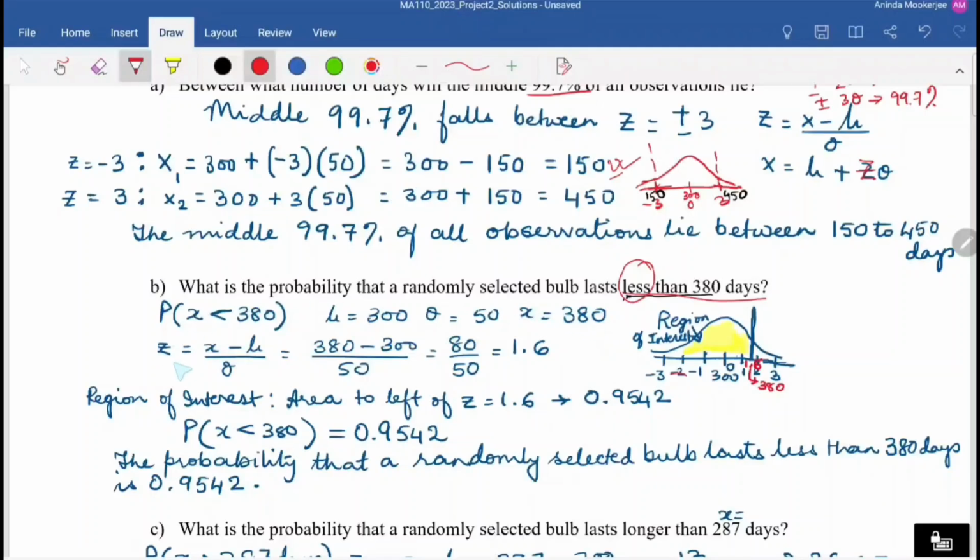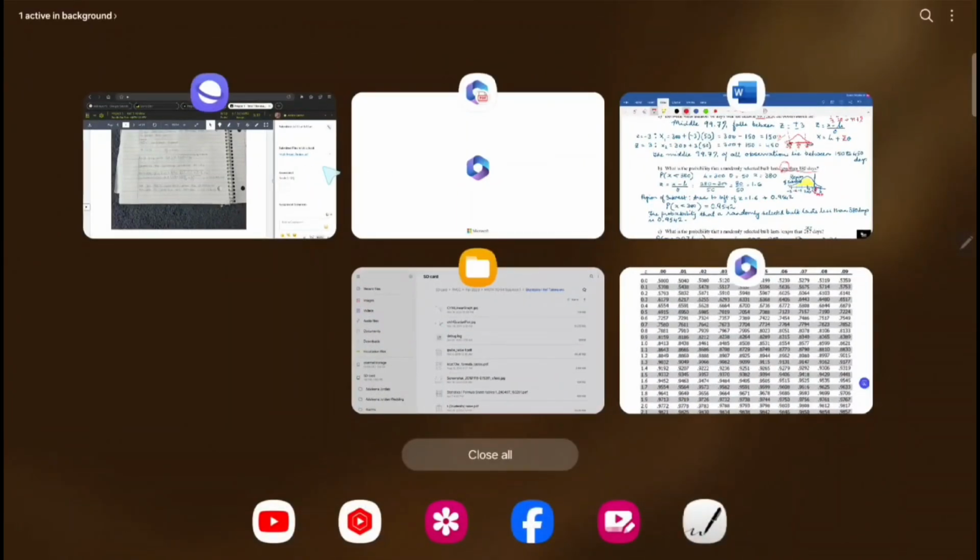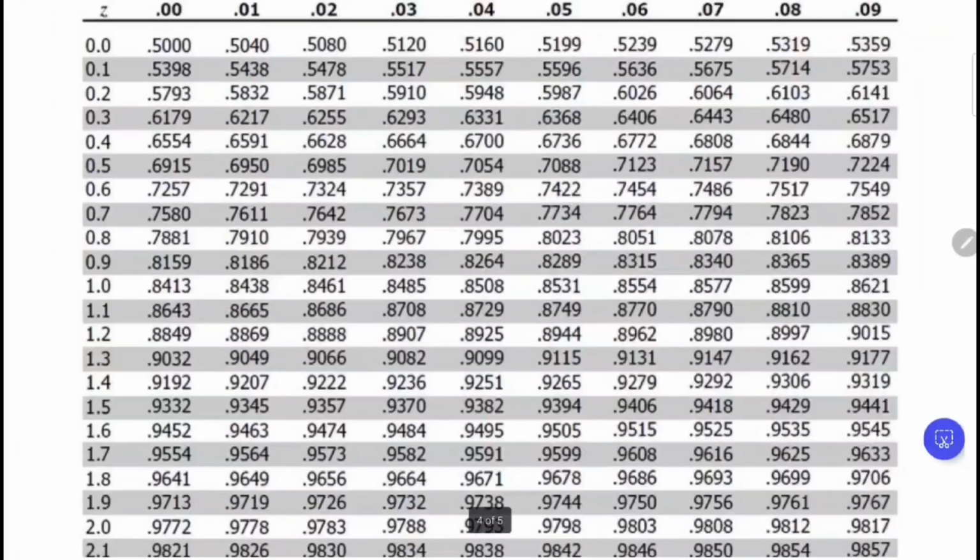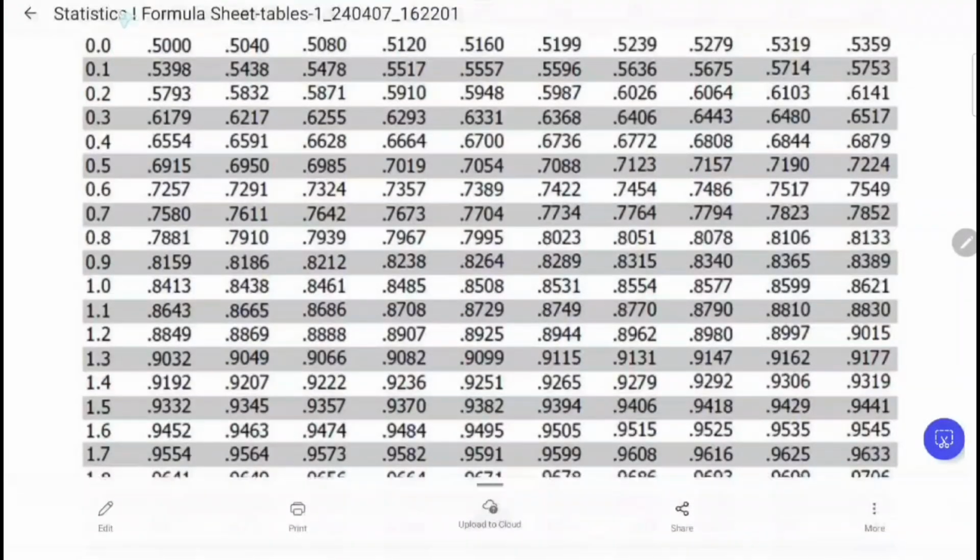So we first have to find our z value using the formula x minus mu divided by sigma. Do the calculations, and we come up with a z value of 1.6. So that's the z value. We then go to our table to find area to the left, because that is our region of interest. So if I pull up our table, it's 1.6. So 1.6. So you go down your z value.